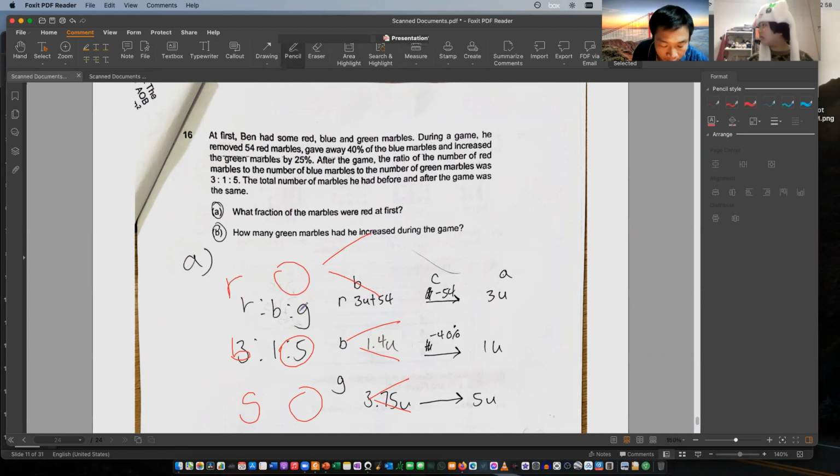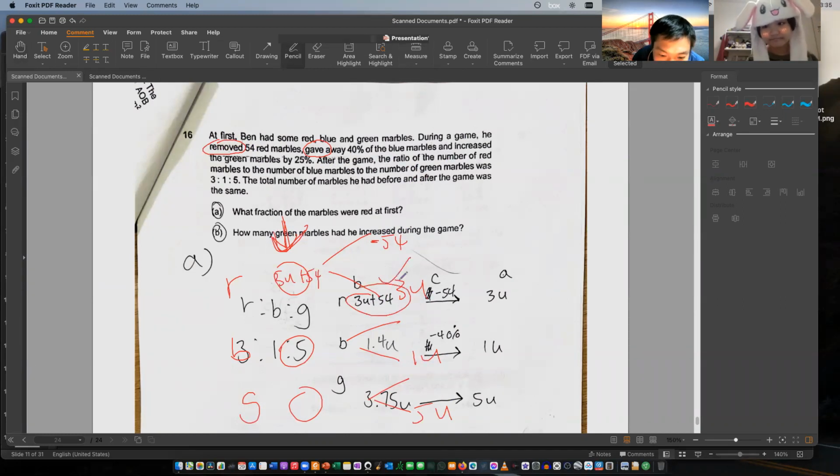But what I'm trying to tell you is the strategy: instead of starting from here, we always start from the beginning, but now you don't. You start from the back. So you end up with 3U, 1U, and 5U. Can you not see it's a transaction? Removed, and then left. Yes. Then you say, during the game, he removed 54. So that means 54 removed, minus. So how do you get the red here? It is 3U plus 54.